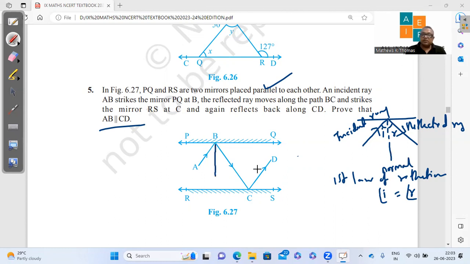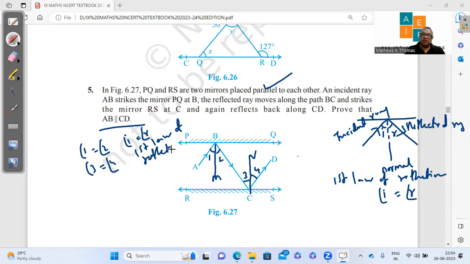I am going to divide this into two parts by drawing the normal. So construction, draw BM and CN normals to the mirrors PQ and RS respectively. So as I said, angle of incidence is angle of reflection. So I can say that angle 1 equal to 2. And similarly here, if this is the angle of incidence, this is the angle of reflection, right? So this will be 3 equal to 4. Here we are using the first law of reflection. So 1 and 2 are equal, 3 and 4 are equal.